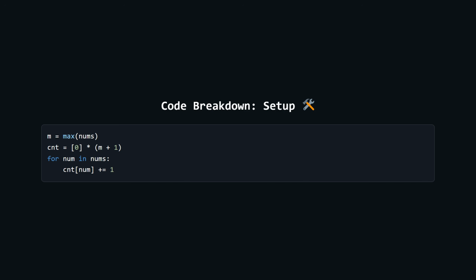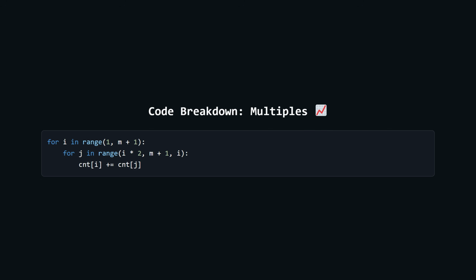We find the maximum number in our list, which we call max num. Then, we create an array called count to keep track of how many times each number appears. We loop through our numbers and add them up. Next, we calculate those multiples. For every number i from 1 up to the max, we loop through all of its multiples, which we call j, and add their counts to the count for i.